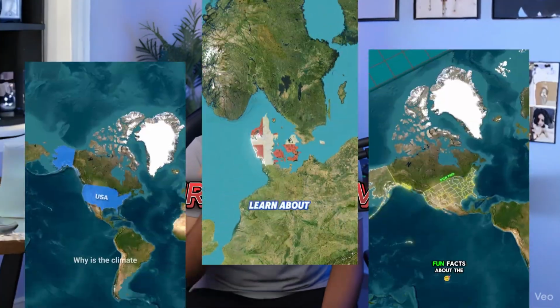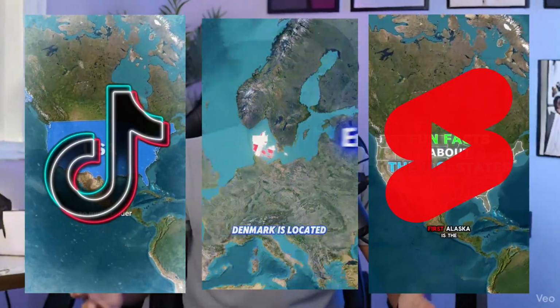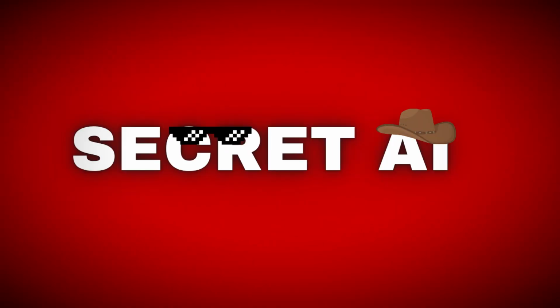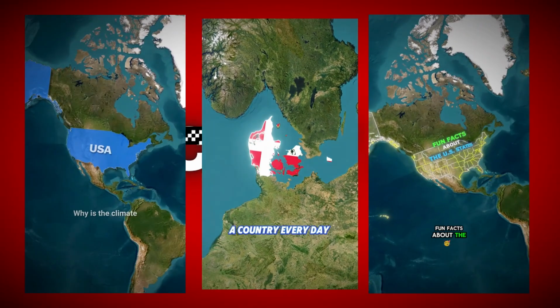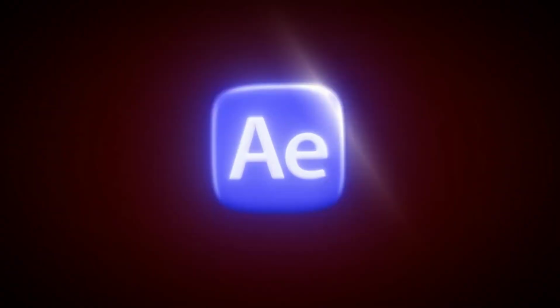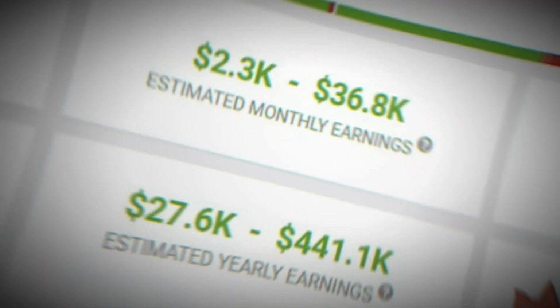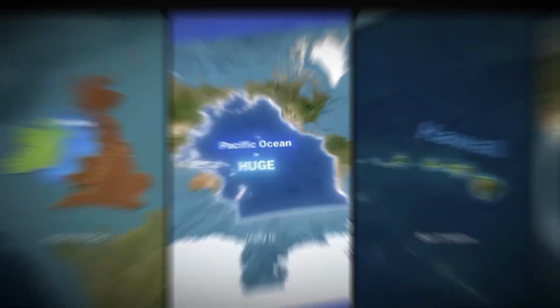I'm sure you've seen those viral videos all over TikTok and YouTube, and you probably wondered, how do they even make these? Well, today I'm revealing a secret AI method that creates these videos in seconds. No After Effects, no animation skills, just pure automation. And the best part, people are already making thousands of dollars per month with this exact style of video.